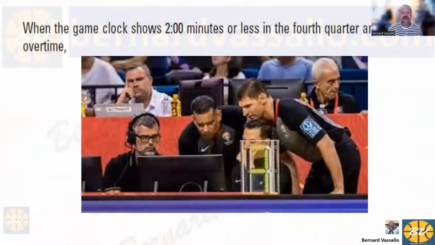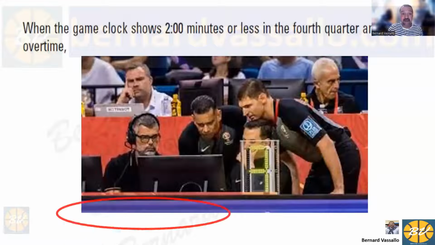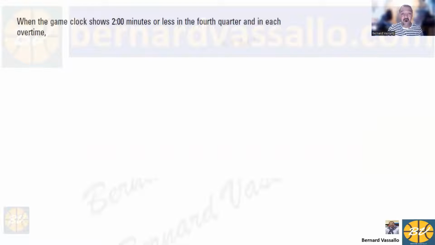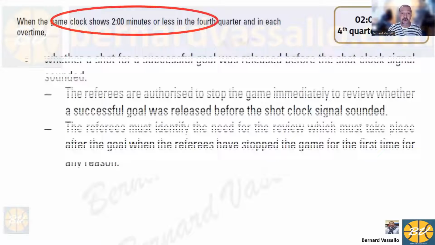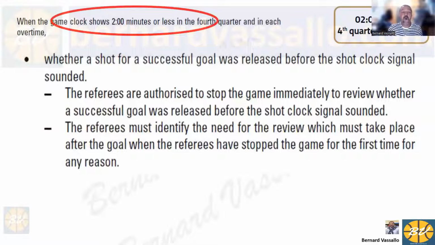Now turning to situations that could be reviewed only by the referees in the last 2 minutes of the fourth quarter, therefore the last 2 minutes of the regular game time or the last 2 minutes of any eventual overtime. In this period, apart from the cases that we spoke of earlier that could be reviewed at any time during the game, the referees could also review plays to check whether the shot for a basket was released before the 24-second signal has sounded.